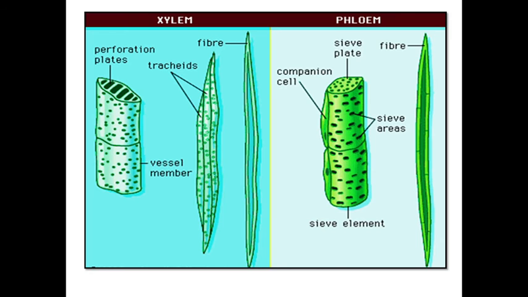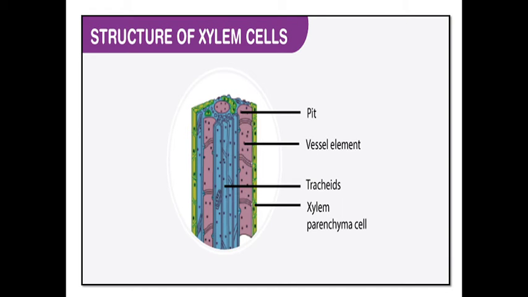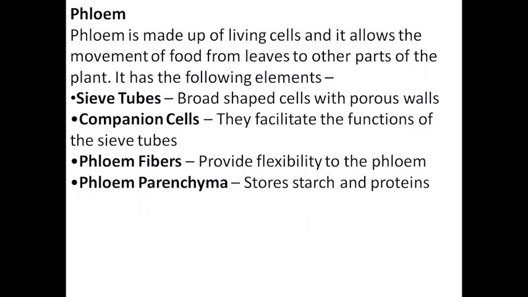So you can see here the structure of the xylem. The tube-like structure is there. And the xylem fibers support the transportation. Clear about the xylem? Again, you can see the tubular structure in these xylem cells. So vessels, tracheids, xylem parenchyma cells and fibers are present in the xylem tissues. So this is the structure of xylem.